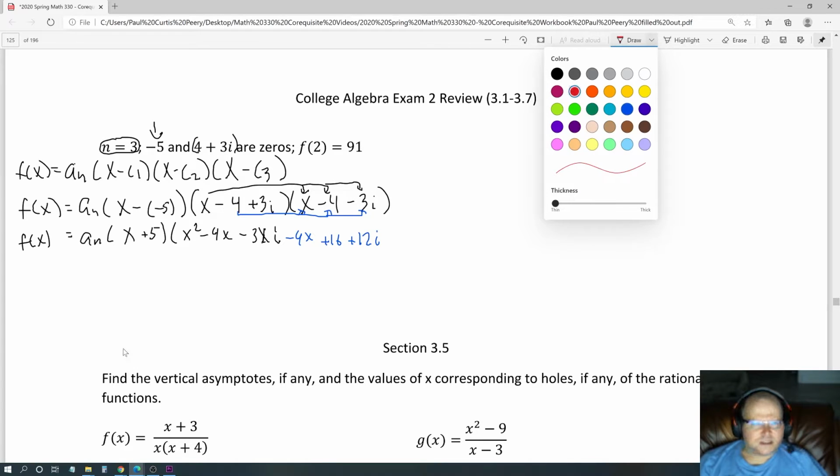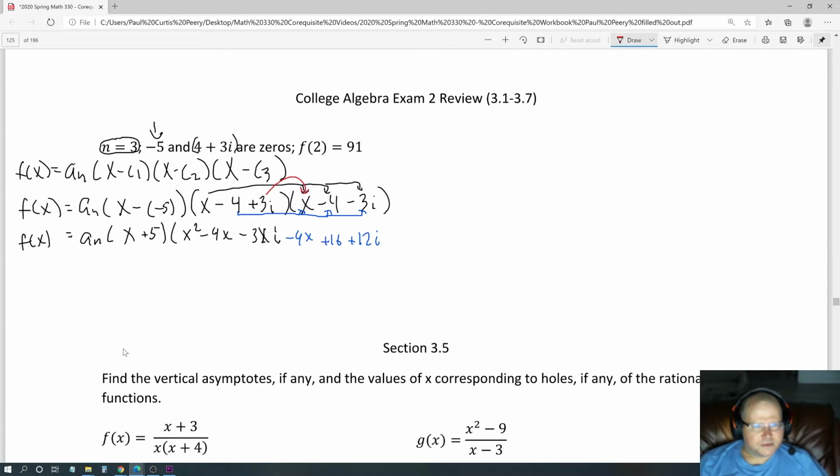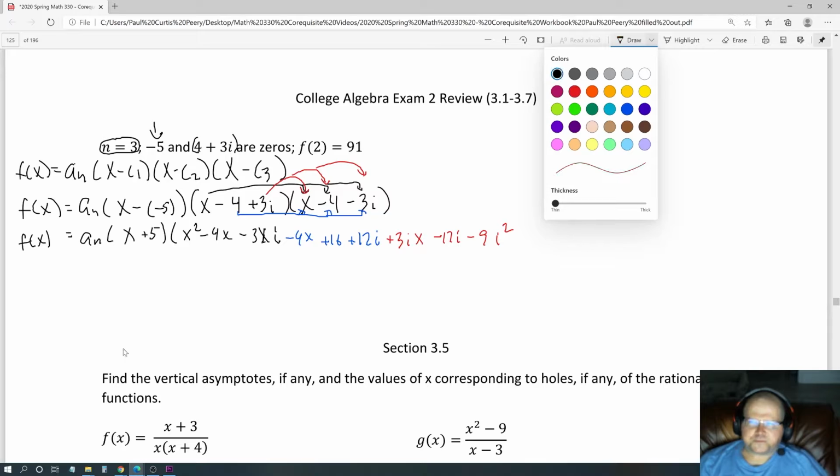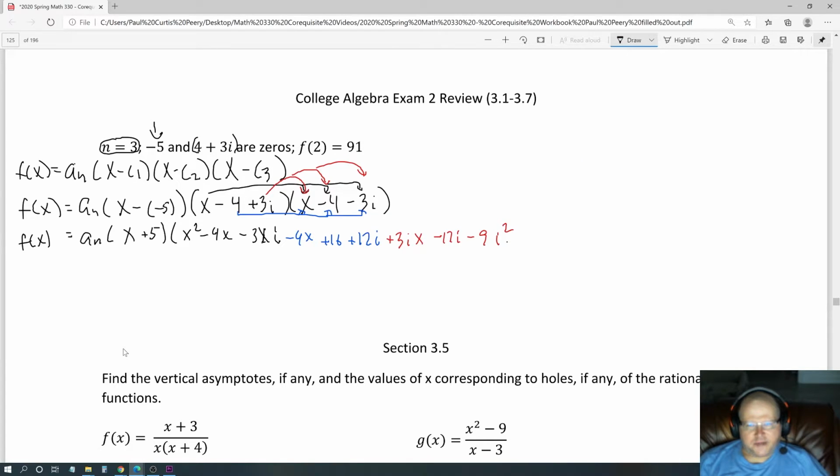Then we distribute the 3i. 3i times x gives me positive 3ix. Then 3i times negative 4 gives me negative 12i. And positive 3i times negative 3i gives me negative 9i squared. All right, let's put this together. This negative 9i squared simply turns into a positive 9.